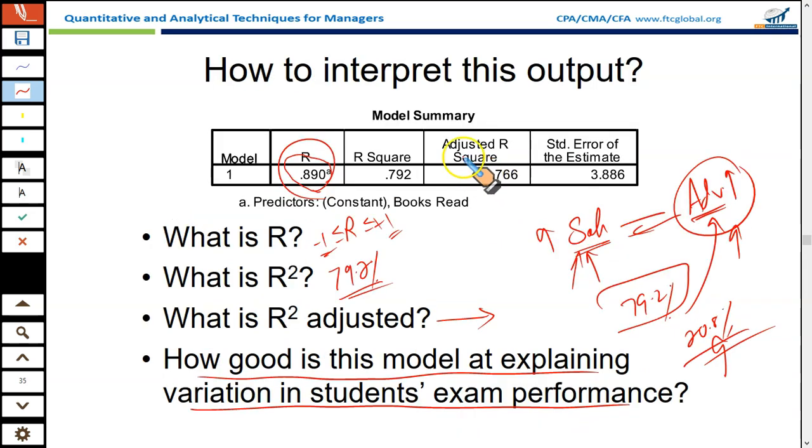So we need to discuss this. Adjusted R square here is 0.766. This number suggests that the model is quite good at explaining the variation in students' exam performance. The more relevant books read, the higher the exam score.